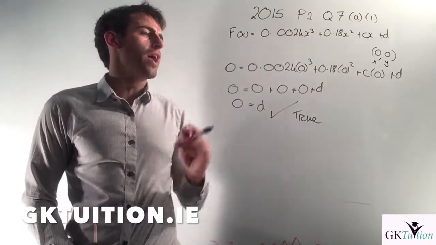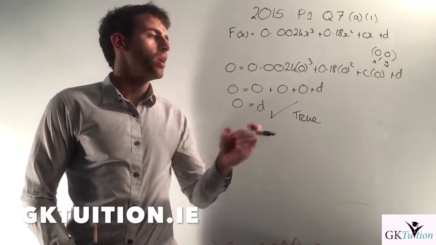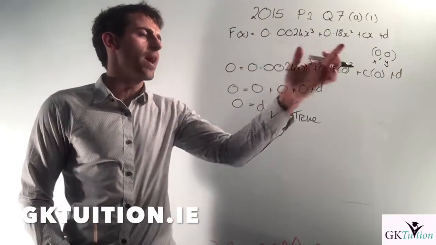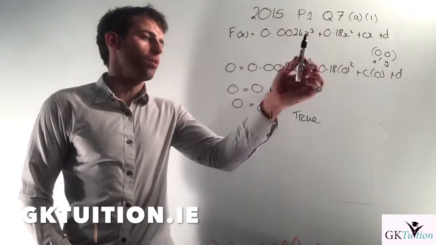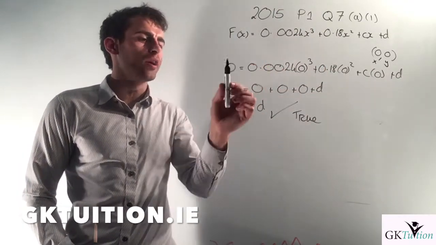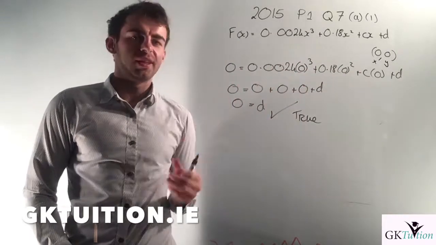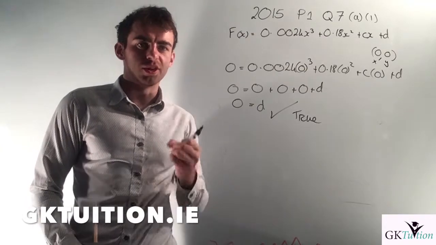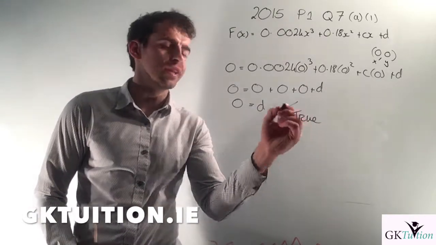If this is my function f of x, and I know that the point (0, 0) is on this function, that means I can just sub in 0 for my x and 0 for my y and work out what my d is. Everywhere there was a y, I sub in 0, everywhere there was an x, I sub in 0, and I just end up with d is equal to 0. Because the question told me to show, I tick it and say that it's true.